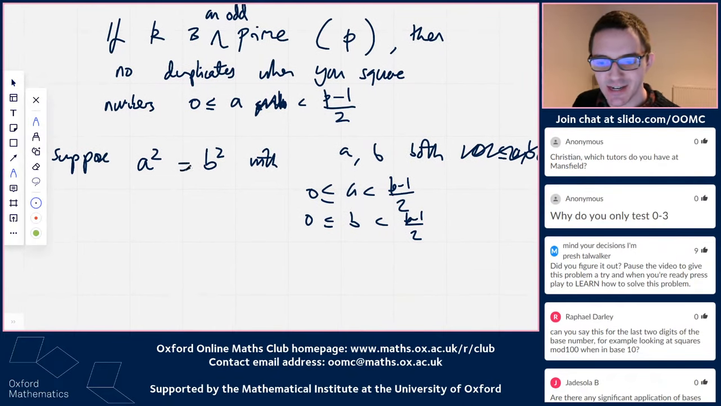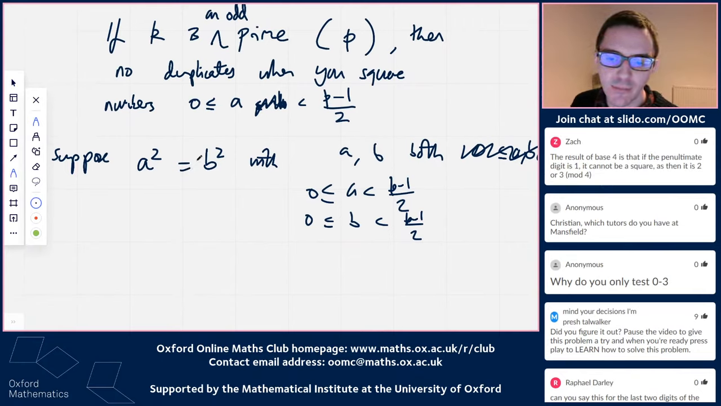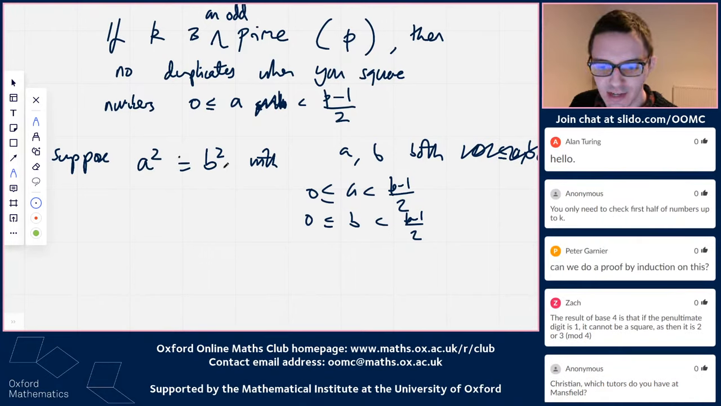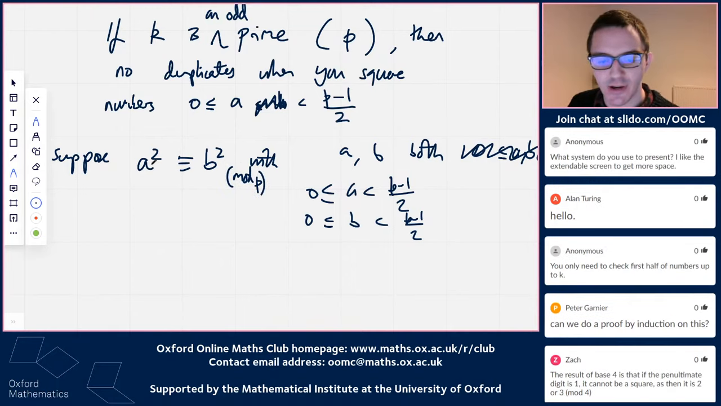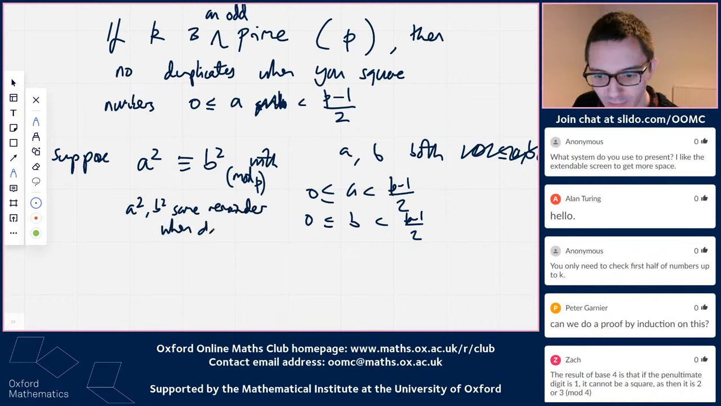Suppose a squared is equal to b squared. Well, they're not going to be equal because I'm squaring different numbers, but let's suppose they give the same last digit when you divide by p. So a squared is going to be congruent to b squared modulo p, if you use that notation; a squared and b squared have the same remainder when divided by p.